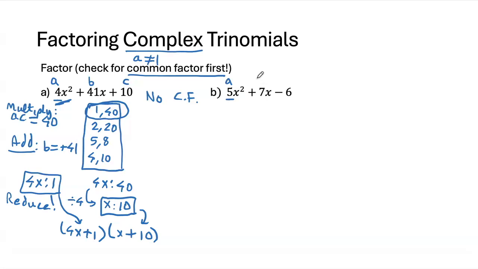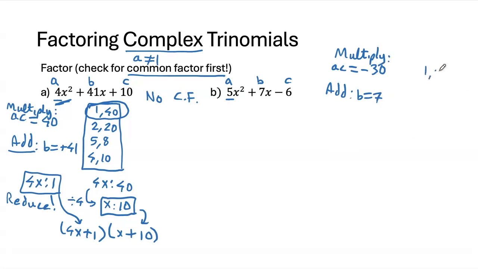A is 5, B is 7, and C is negative 6. A times C, 5 times negative 6 gives me negative 30. So I want 2 numbers that will multiply to negative 30, and at the same time, they're going to add to the B value of 7. So let's make a list of ways to get to 30. Don't worry so much about the minus for now. Just make a list of numbers that multiply to 30, and we can take a look and try to make the result negative 30. At the same time, make the 2 numbers add up to 7.